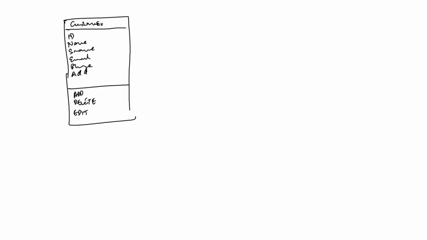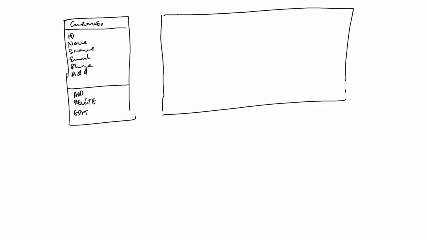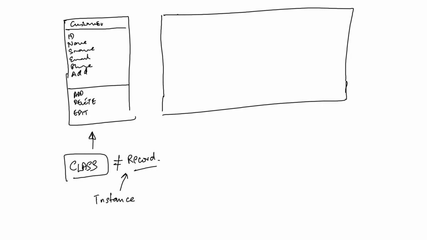So when you create a table, the table now looks like this. And remember, this is a class. It's not a record. It's a description of all objects that belong to that class. The record is an instance.